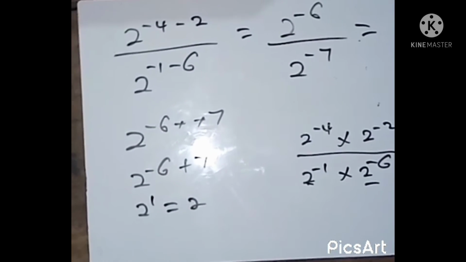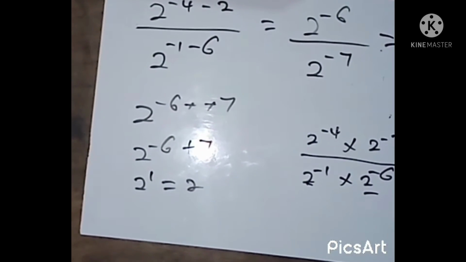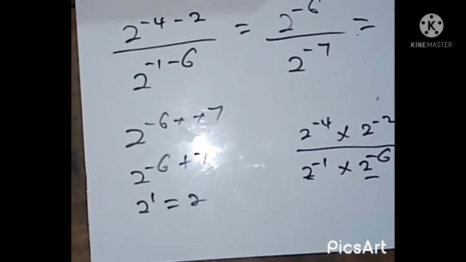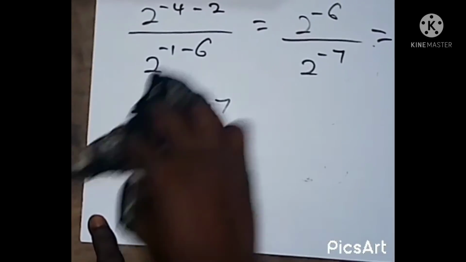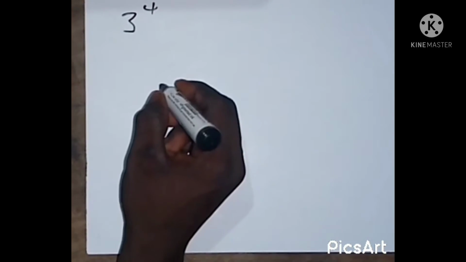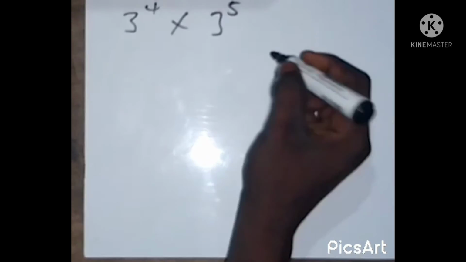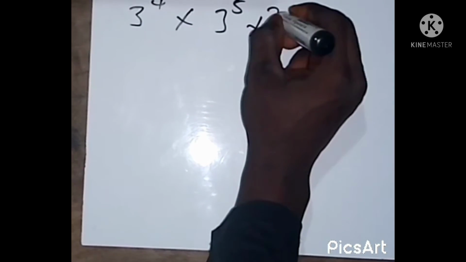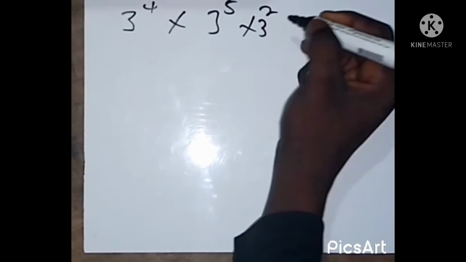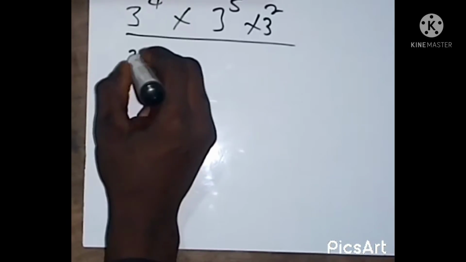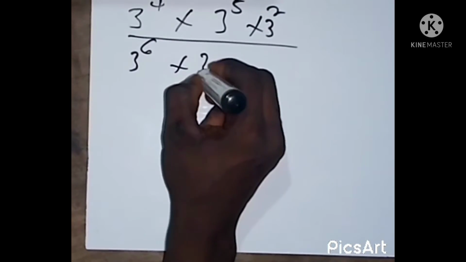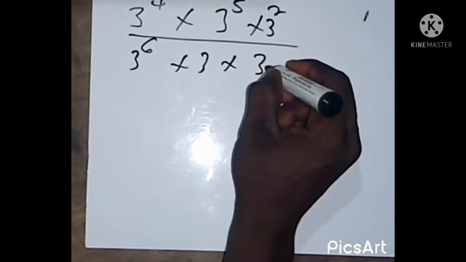Now this is the final answer for the second part of the question. And we have another one, which is the C part of the question, or the II. You have 3 exponent 4 times 3 exponent 5 times 2 and 3 exponent 2, and all this over 3 exponent 6 times 3 times 3 exponent 3.